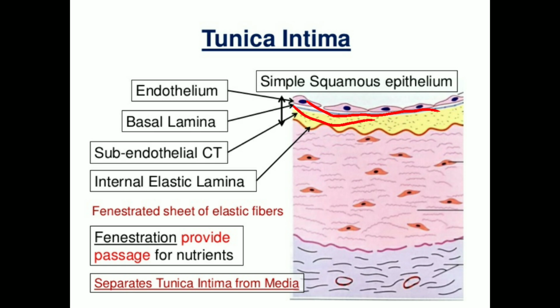Next comes the basal lamina. Next, the subendothelial connective tissue. So these are the things you see in the tunica intima. The tunica intima consists of simple squamous epithelium, basal lamina, and subendothelial connective tissue. These are the features you see in the tunica intima.